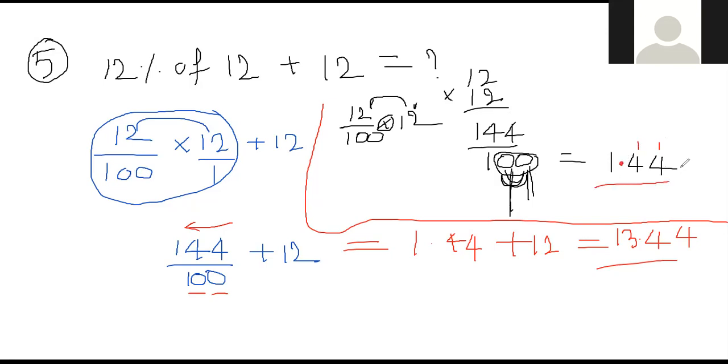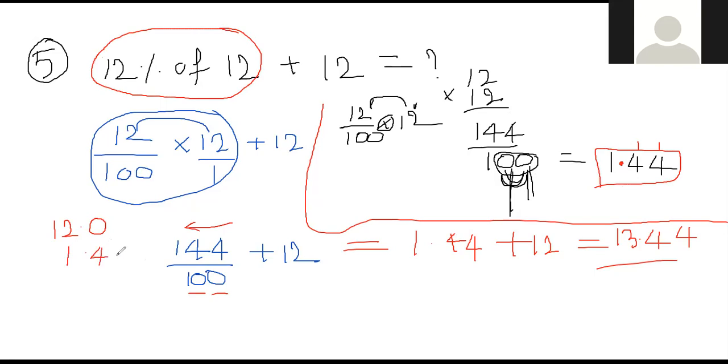So my answer is 1.44 up to this part. 1.44 up to here plus 12 point 0, then here is how much I got. 1.44, I hope you know decimal addition, then add it. 13.44 is the answer.